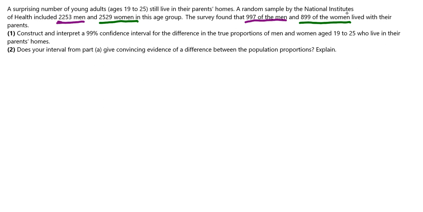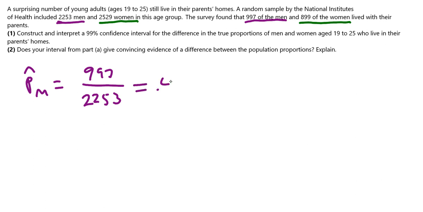One thing I like to do right away is calculate your sample proportions. I'm going to let p hat sub m be the proportion of men in this study that still live with their parents. To do that, you take the 997 men who said yes and divide by 2,253. So 997 divided by 2,253, we get a proportion of about 44%.